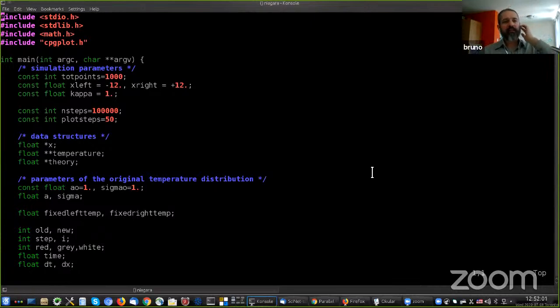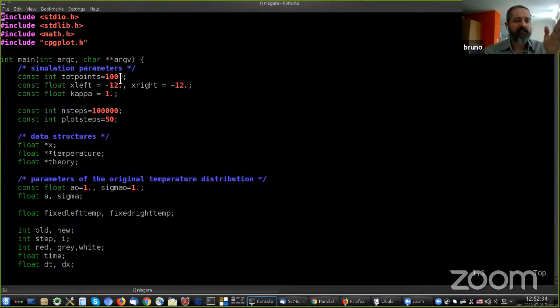Okay, so basically, you have a domain. This code solves the diffusion equation in one dimension. It's basically looking at how the temperature changes with time along a metal rod. Okay, so here we define the simulation parameters, the total number of points into which I divide that rod. I divide my line in 1,000 points. So I have 1,000 grid points.